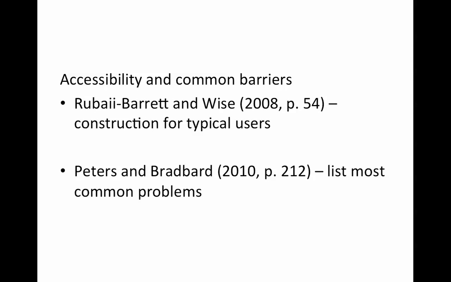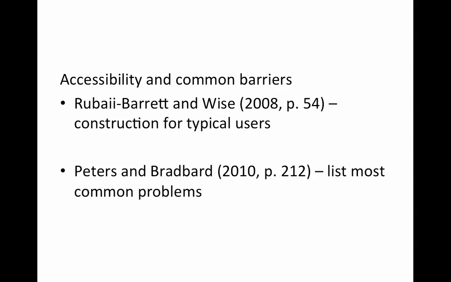Additionally, it seems that accessibility guidelines need to be standardised and designers need to be more educated and aware of the issues. Ruby, Barrett and Wise note that web designers tend to construct for the typical user who can see the text on the screen, distinguish among colours, manoeuvre the mouse, type on the keyboard, and read and comprehend the information written in English.